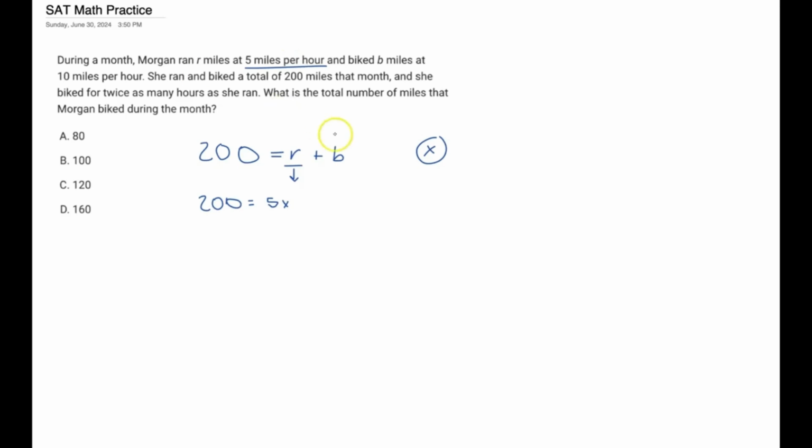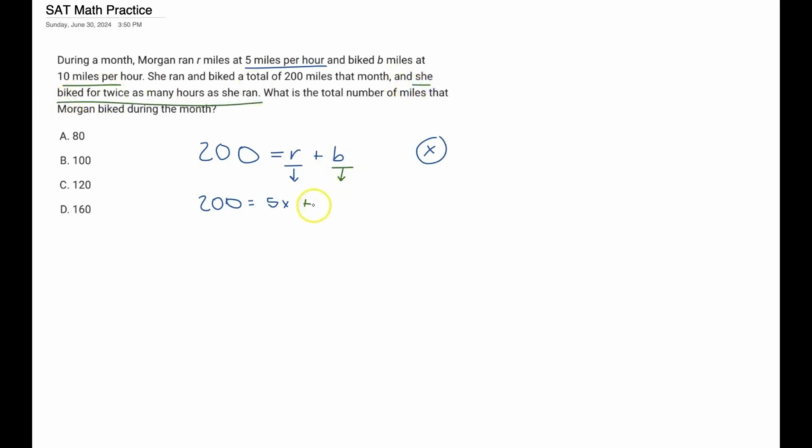Now, if we zoom in for biking, that's a different story. Why? Well, first off, her rate is different, right? Instead of going at 5 miles per hour, she's going at 10 miles per hour. It doesn't matter whether she's running or biking, it's only the speed that changes. And also, we have an external variable, because she says that she biked for twice as many hours as she ran, right?